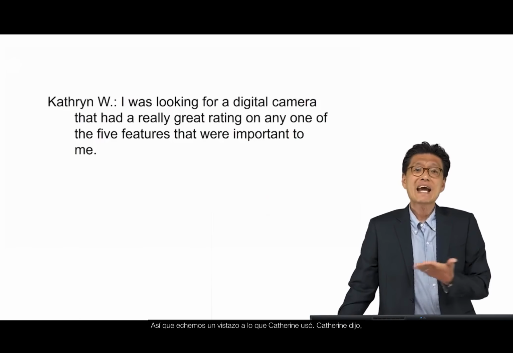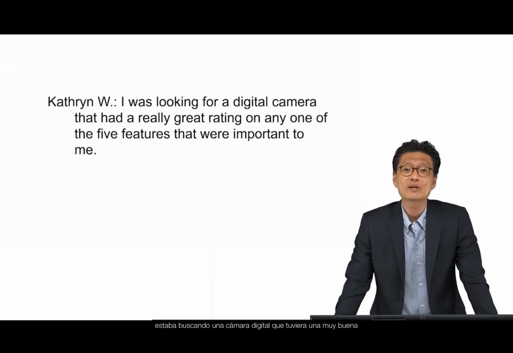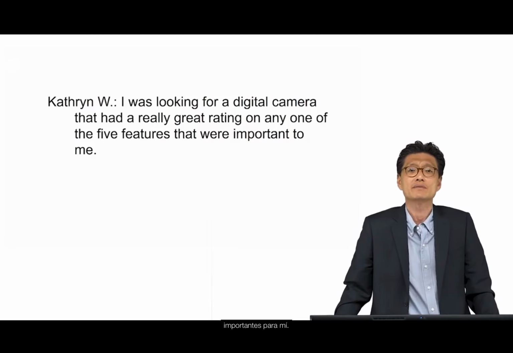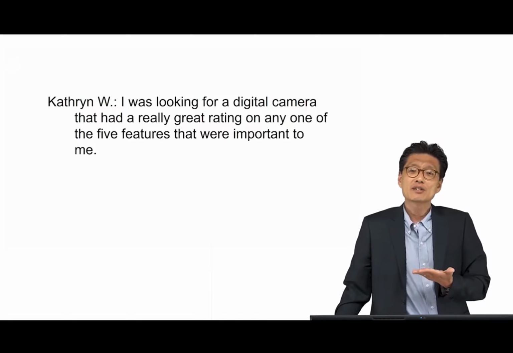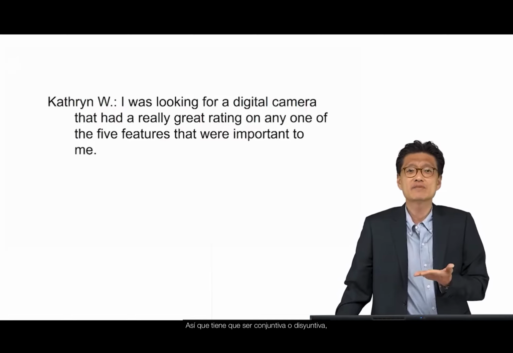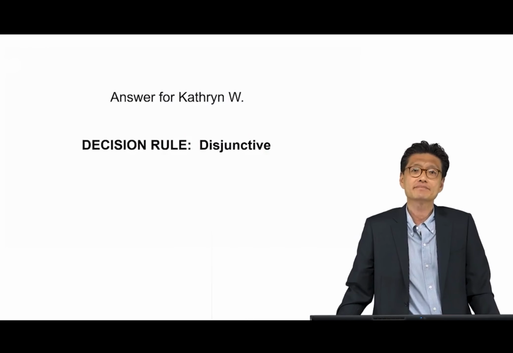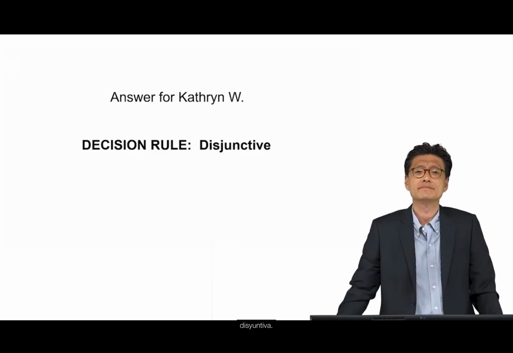So let's look at what Catherine used then. Catherine said, I was looking for a digital camera that had a really great rating on any one of the 5 features that were important to me. Any one, right? So it's probably not going to be lexicographic. It's not probably going to be EBA. So it has to be conjunctive or disjunctive, but it says not all but any one. So this would be an example of a disjunctive rule. So the decision rule that Catherine used is a disjunctive rule.